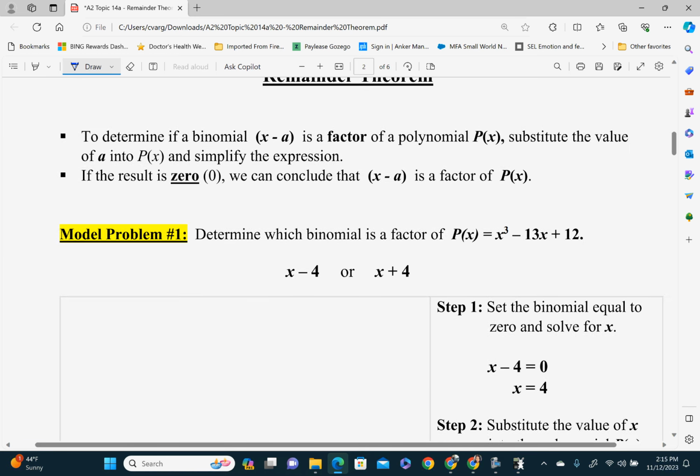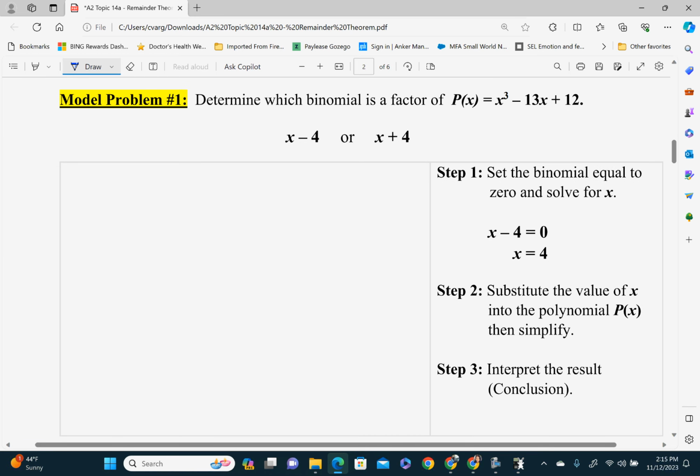Okay, so now let's talk about what is a remainder. We want to see, is x minus 4 a factor of this? So all you do is x minus 4 equals 0, right? Add 4 to both sides, so you get x is equal to 4. Then we're going to take 4 and store it into x, and then we're going to plug in x to the third minus 13x plus 12, and we're going to see if this answer is a 0 or not.